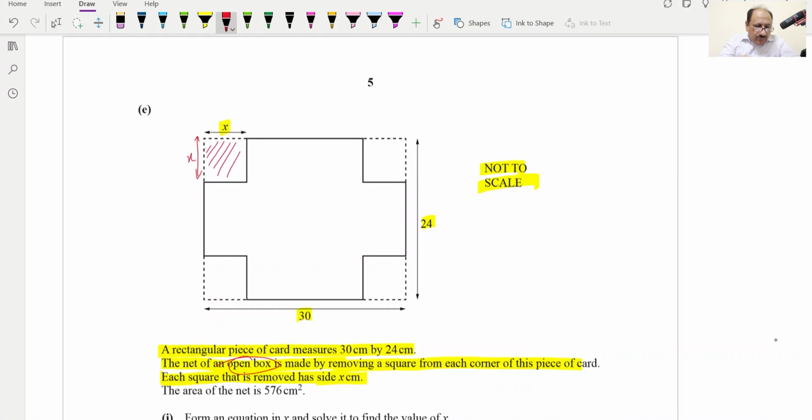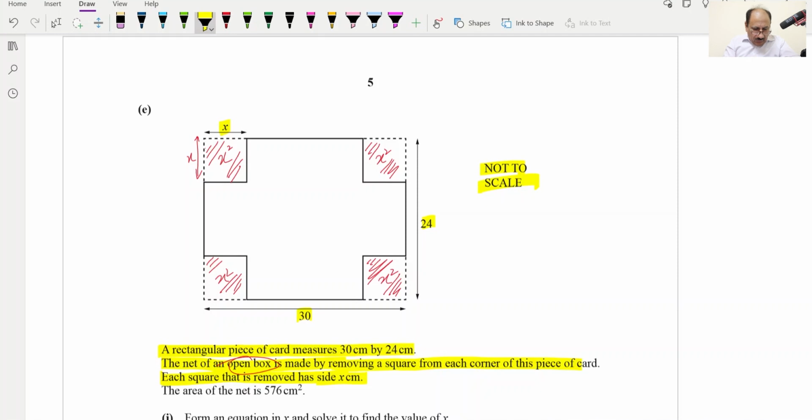So area of this portion will be x squared, and this will also be x squared, and this one will also be x squared, and similarly this will also be x squared.